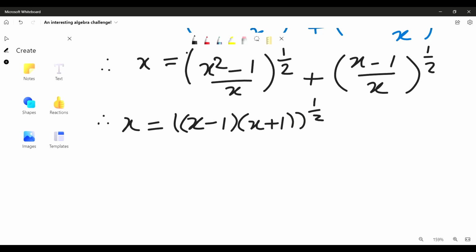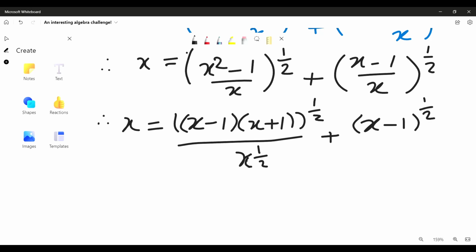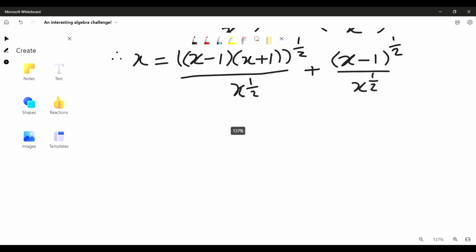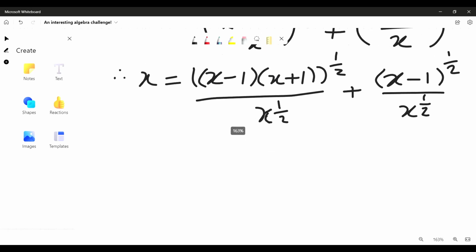And I'll also just make this x to the power 1 over 2, already multiplying the exponent out here. And then on this side we just have x minus 1 to the power of 1 over 2 over x to the power 1 over 2. Already we can see that this x minus 1 to the power 1 over 2 is a factor that will come out, and x to the power 1 over 2 is a common denominator, so we can bring these two fractions together. Or we can already multiply throughout by x to the power 1 over 2, which is just the root of x.